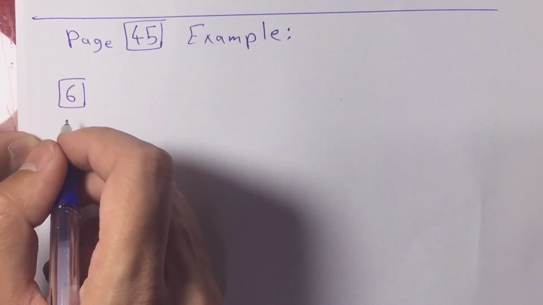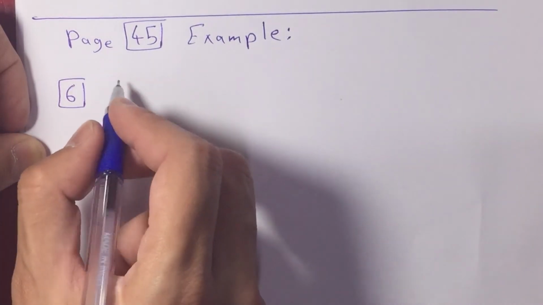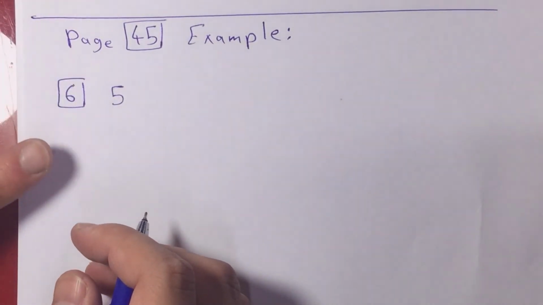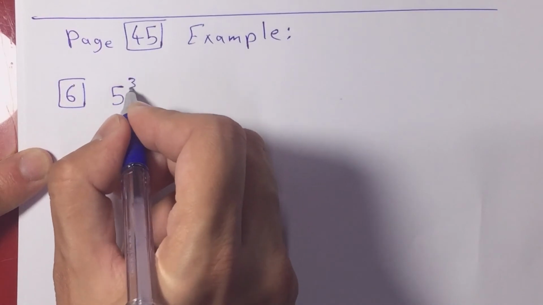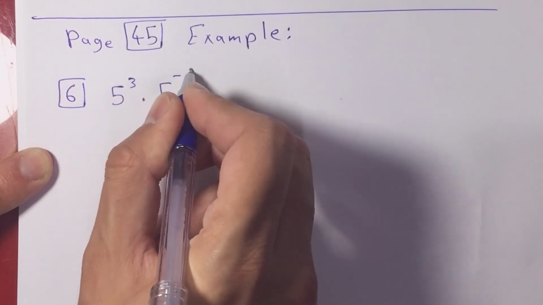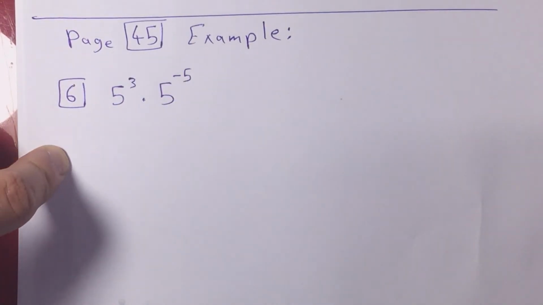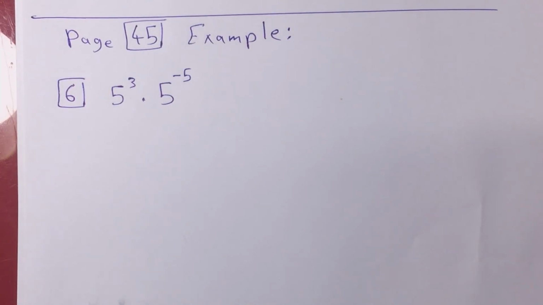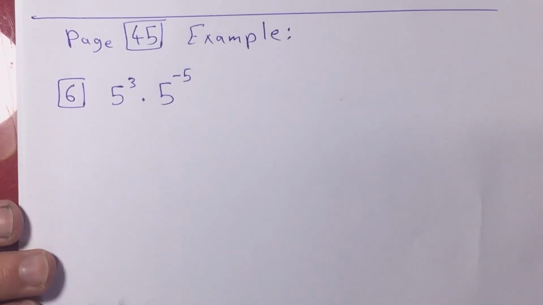Example 6 asks us to calculate 5 to the third times 5 to the negative 5. Now pause the video and try to solve it on your own. Try to solve this example alone. Pause the video before you see the solution. Okay, so now let's solve it.